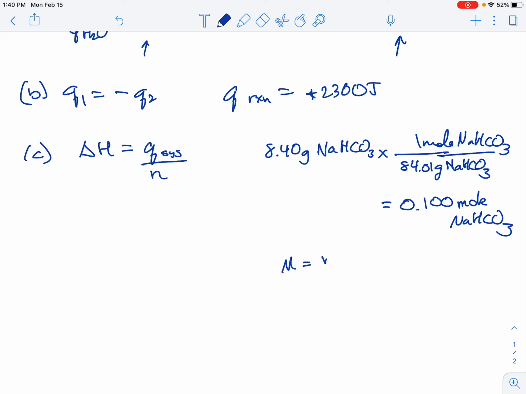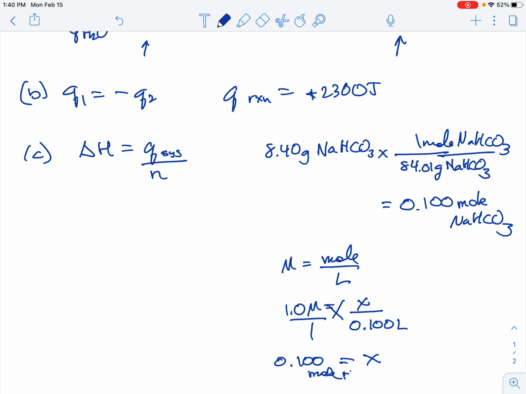And then for the acetic acid, we have to use the molarity equation to get the number of moles. So that's going to be moles over liters. We know the molarity is 1.0. We don't know the number of moles, but we know the liters is 100 milliliters, which is the same as 0.100 liters. So we cross multiply here. Remember, this is an understood one. So X comes out to be 0.100 moles of HCl, or excuse me, acetic acid. So that means that we have the same number of moles of sodium bicarbonate as we do moles of acetic acid. So neither one of them is limiting, or they're both limiting, however you want to think about it.